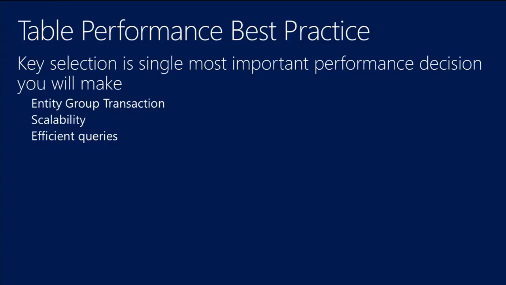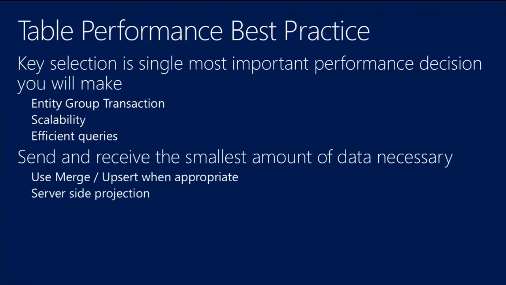Again, efficient queries, we'll look at some different examples of how to query and how they rank in performance. Send and receive the smallest amount of data. So we'll do a couple experiments around the merge upsert. And then server-side projection. This is really, really helpful, especially on client devices that have slower, spotty internet, right? Taking a small amount of data for my gamer score for my application, for example, right? Much, much faster than having to download the entire entity, which could be up to 1 megabyte.